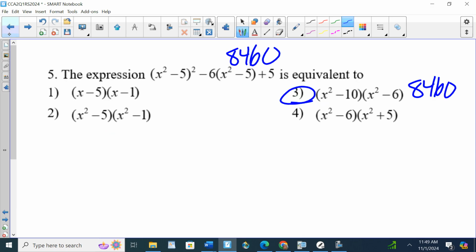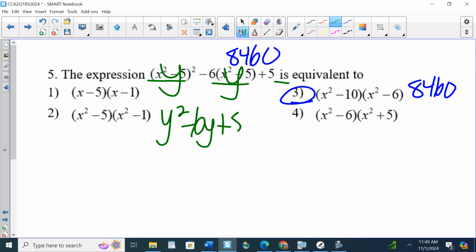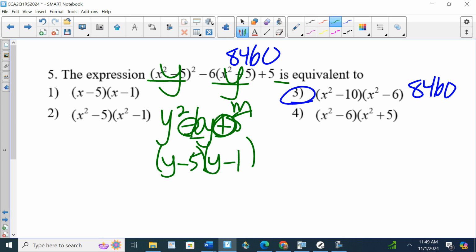Oh, and I guess we should do it the right way, right? I call this a substitution trinomial. There are 3 terms, but since there's a binomial there, I'm going to substitute y for the x squared minus 5. So it's y squared minus 6y plus 5. I factor the trinomial normally, y and y, minus and minus, multiplies to 5, adds to 6, 5 and 1.